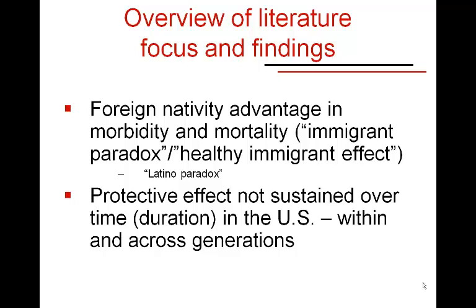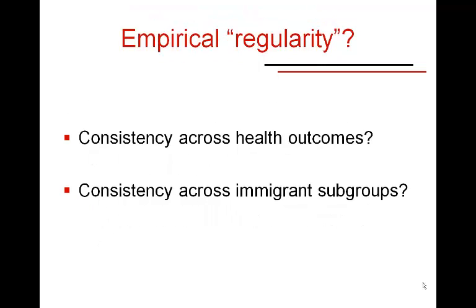Often the interpretation of the foreign nativity protective effect is that it's about selection processes, that immigrants are selected on factors related to health, and that these selection processes are what's driving the apparent higher health status of the foreign-born relative to the U.S.-born. However, we seldom have the right data to be able to test this interpretation directly. And the extent to which this empirical pattern is a regularity is actually more complicated than it seems at first glance, with real potential deviation across health outcomes and across immigrant subgroups.